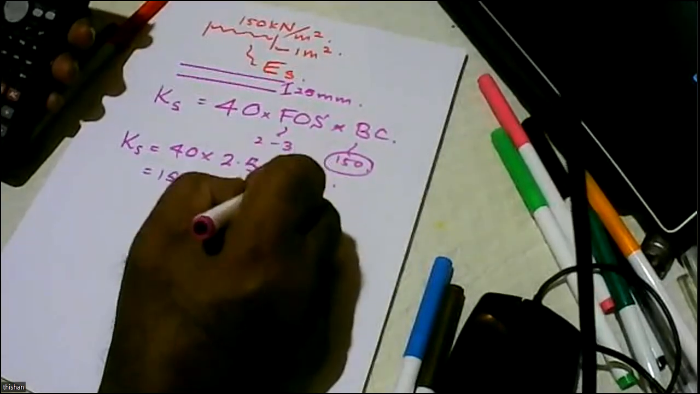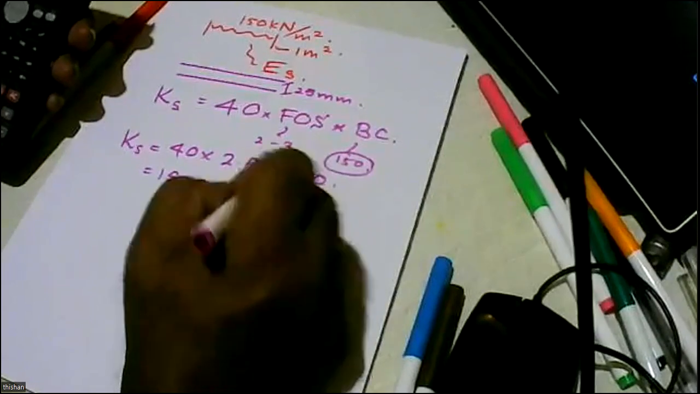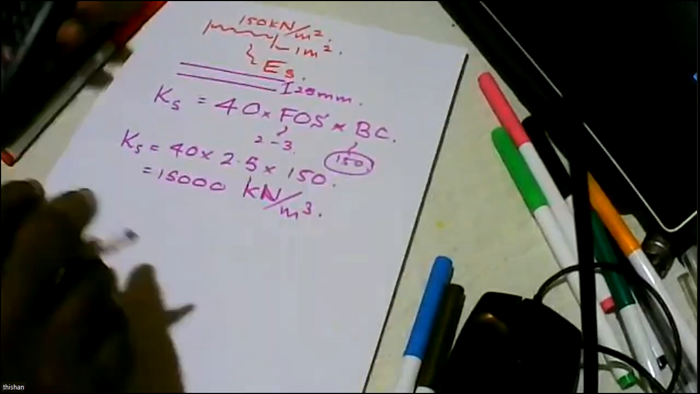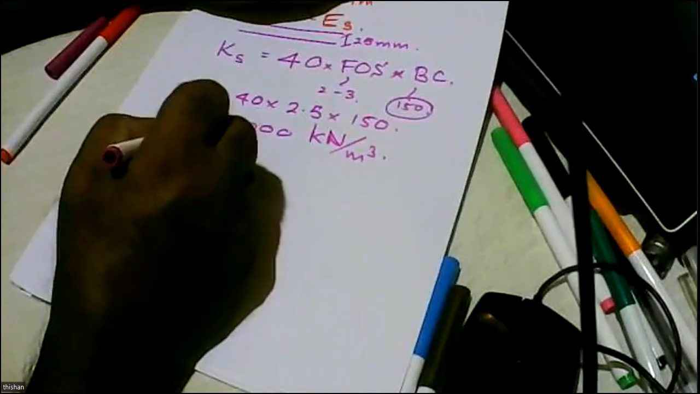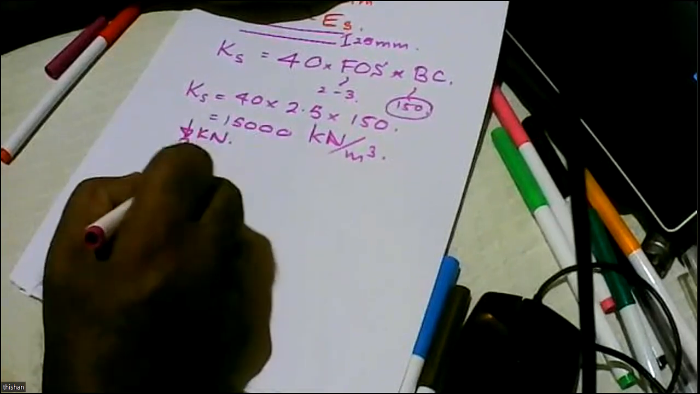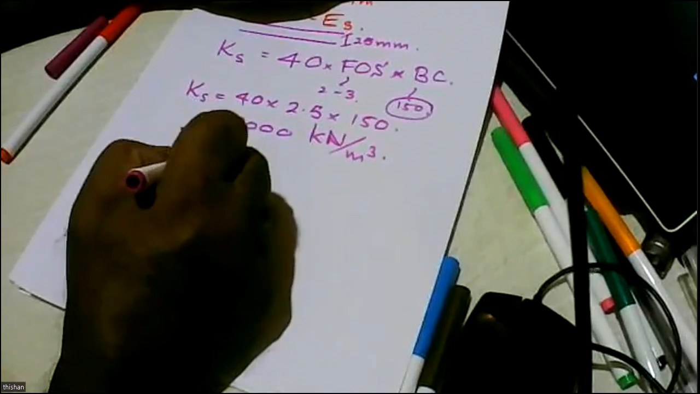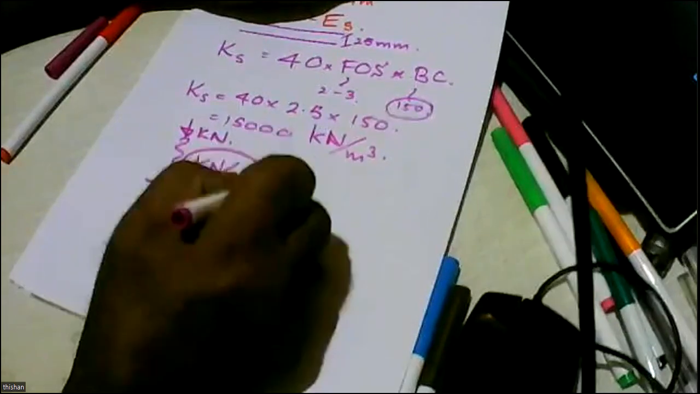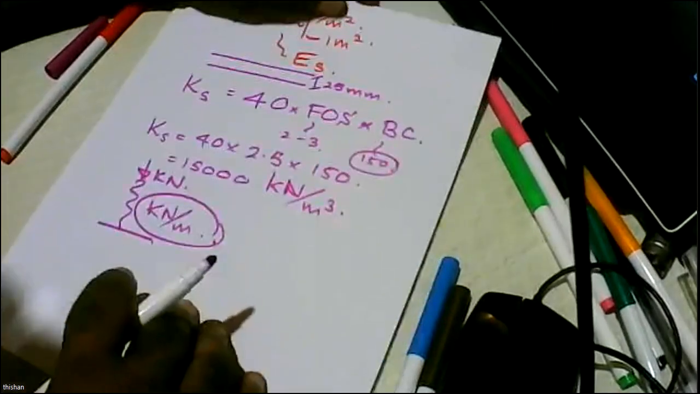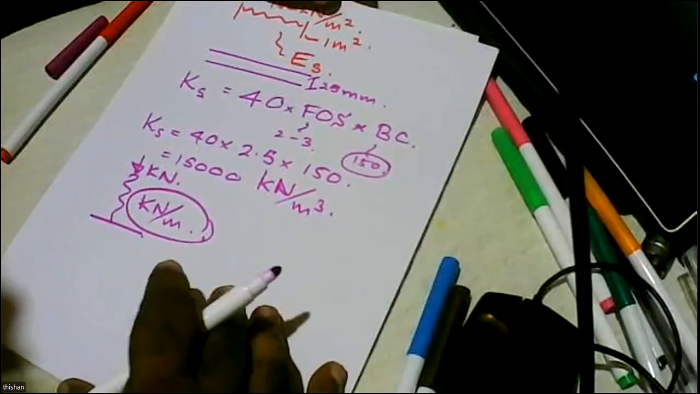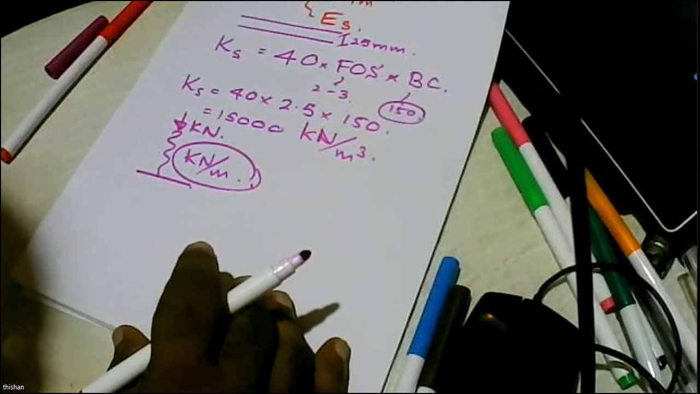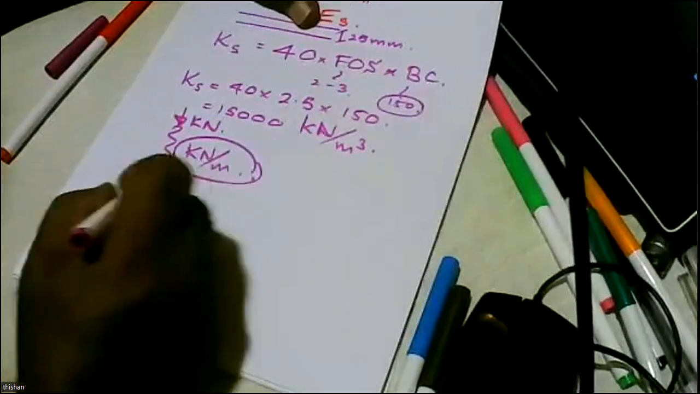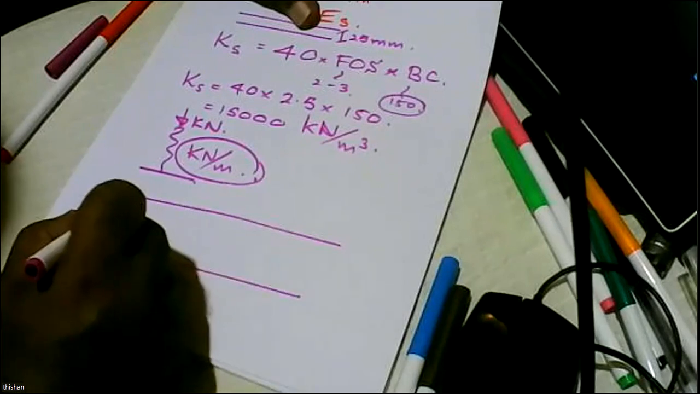And then the most important thing is, what is the unit? Kilonewtons per meter cubed. Now, what is the meaning of this? When you look at a spring, you apply a load in kilonewtons, and the spring constant is given in kilonewtons per meter. But here the textbooks are giving us a value for the vertical subgrade reaction to represent the soil, but the unit is kilonewtons per meter cubed.